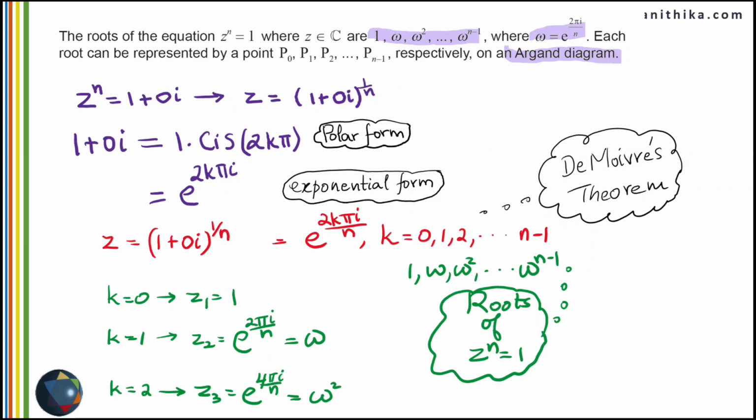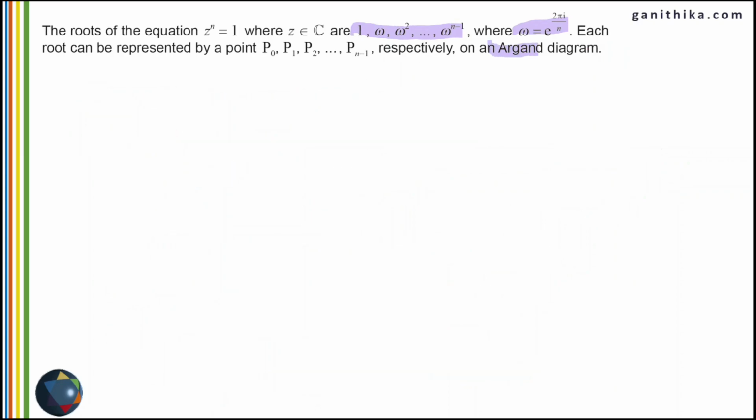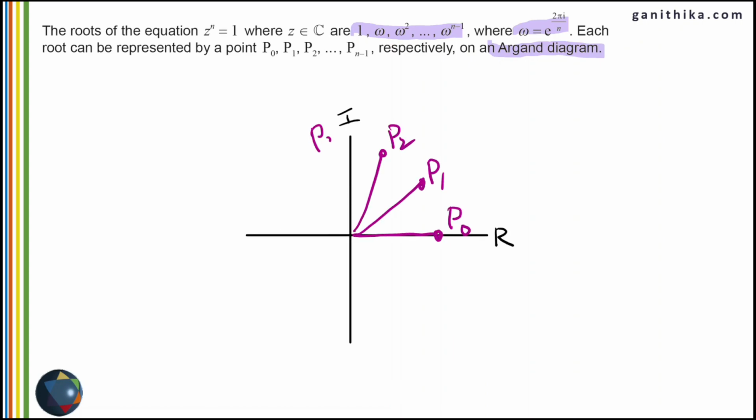So this is all we know about the nth root of unity, how to solve it, and what the roots are. And next we are going to see how we can represent this on an Argand diagram. So it says P0, P1, P2, etc. are the points corresponding to 1, omega, omega square, etc.